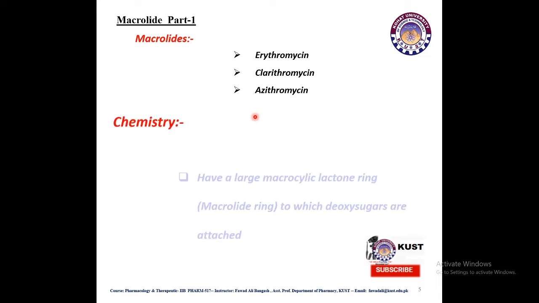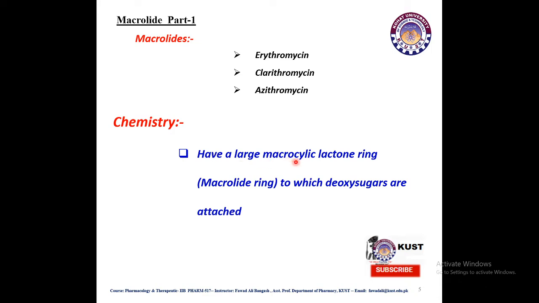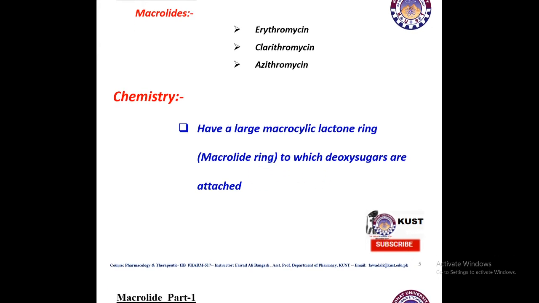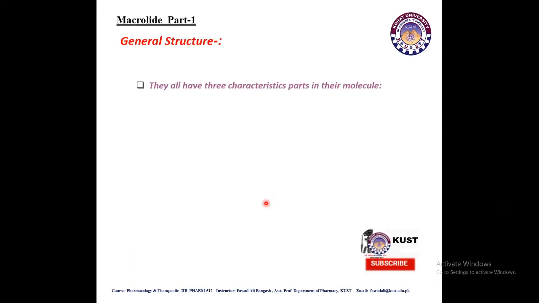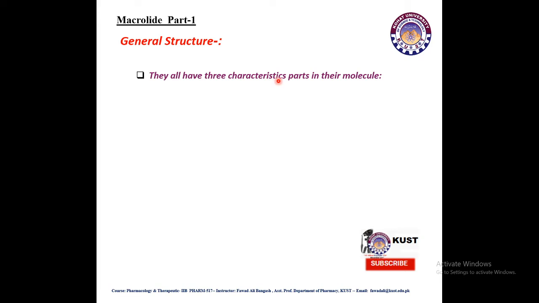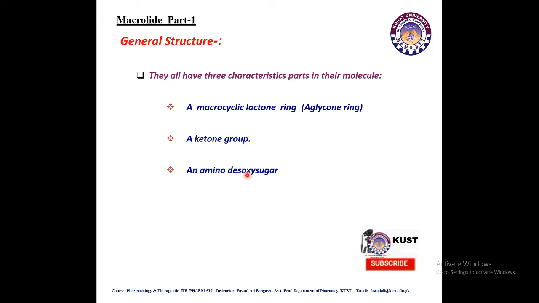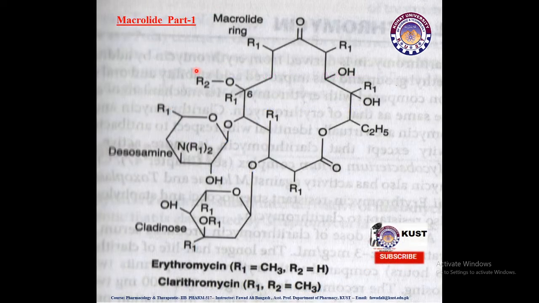Chemistry of the macrolide. Macrolides have a large macrocyclic lactone ring, which is also known as the macrolide ring, to which deoxy sugars are attached. They all have three characteristic parts in their molecule: a macrocyclic lactone ring, a ketone group, and an amino deoxy sugar. This is the basic nucleus of macrolide, the macrolide ring to which deoxy sugars are attached.